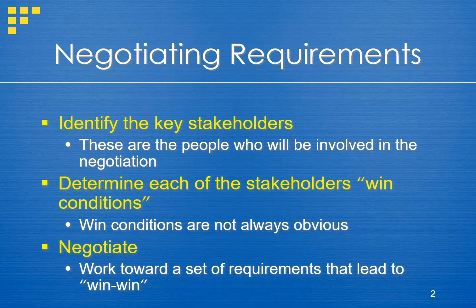So these are the people who will be involved in the negotiation. Now determine each of the stakeholders' win conditions, which we have already discussed in the previous class: some kind of mutual agreement which will satisfy all the stakeholders involved in that deal, so that a win-win situation exists for each and every party. It is not always obvious, but we have to try to reach that stage, and then negotiators work toward a set of requirements that lead to win-win situations.